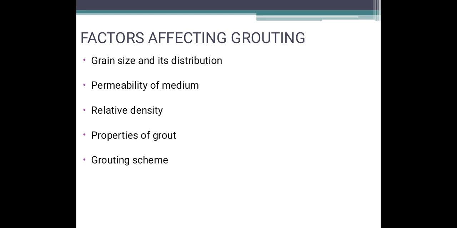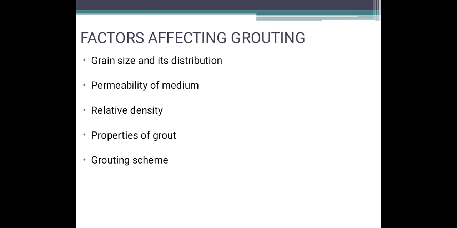Then permeability of the medium. When you are injecting the grout, it should be viscous enough as well as penetrate into the ground. So the permeability of the medium also plays a very important role here. Relative density is nothing but an indication of the looseness or denseness of the in situ soil. That also plays a very important role.